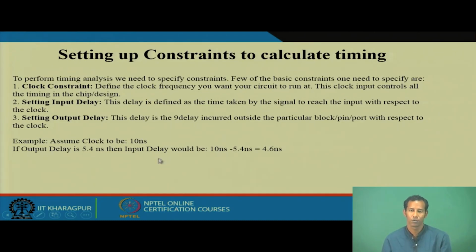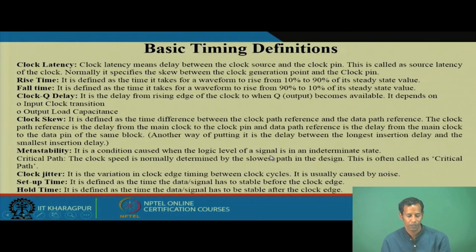So, at that time the input delay should be 10 minus 5.4, that is 4.6 nanoseconds. Okay. So, whenever we are considering any clock, there are a few things you have to know which are related to the clock only. The clock latency. So, what is this clock latency? Clock latency means the delay between the clock source and the clock pin. This is called the source latency of the clock. Normally, it specifies the skew between the clock generation point and the clock pin.